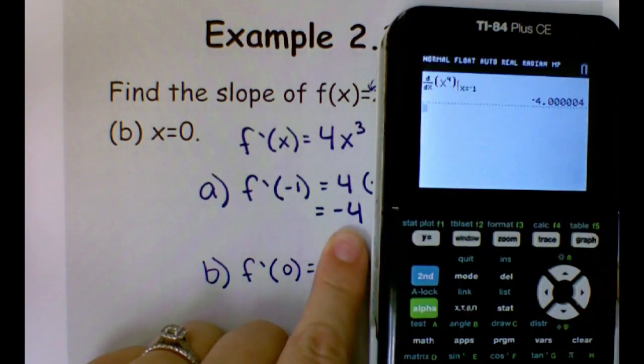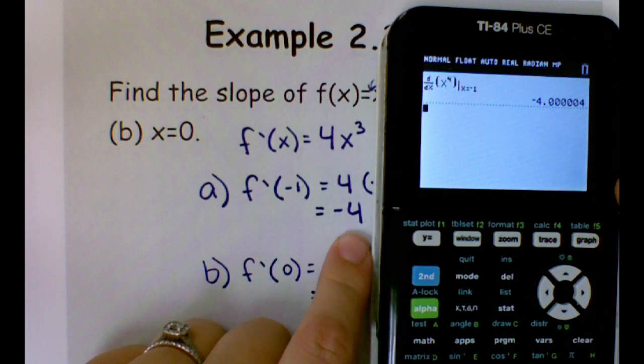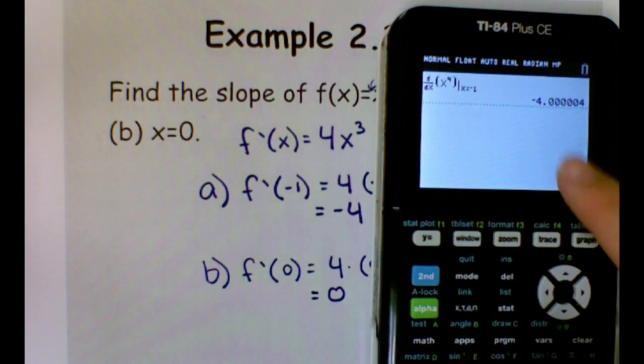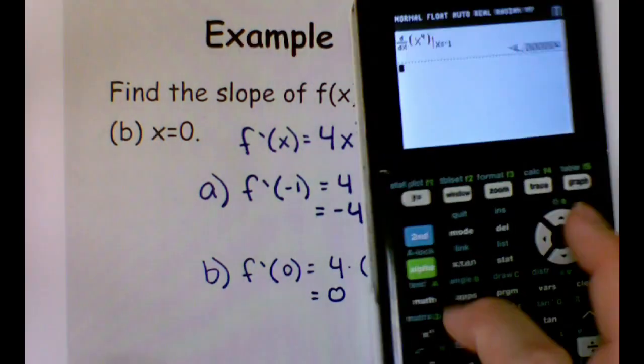My calculator says negative 4.000004, which is basically negative 4. Your calculator does some even more complex calculations. The answer is actually negative 4. Your calculator is really, really close. So actually, let's do that again.